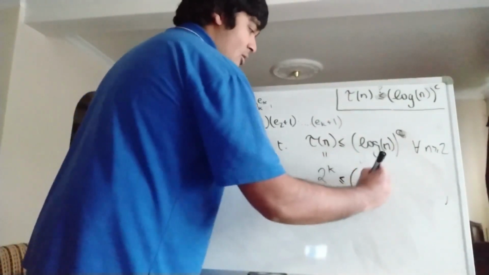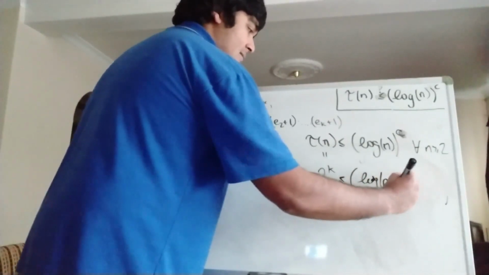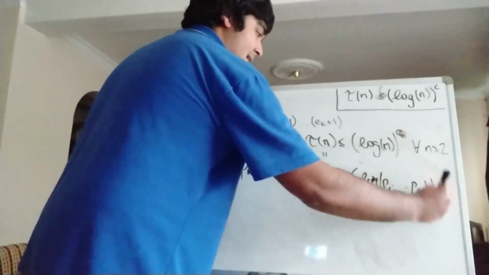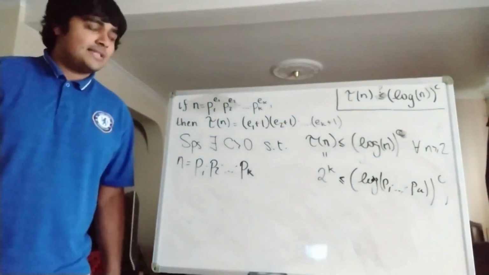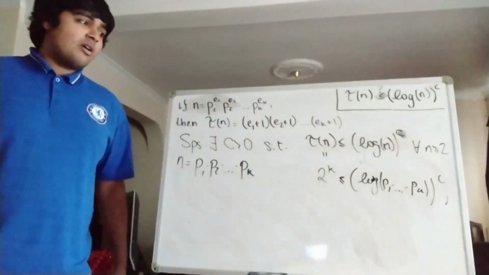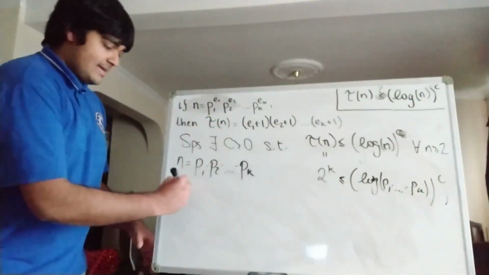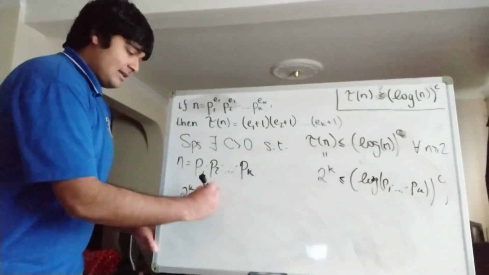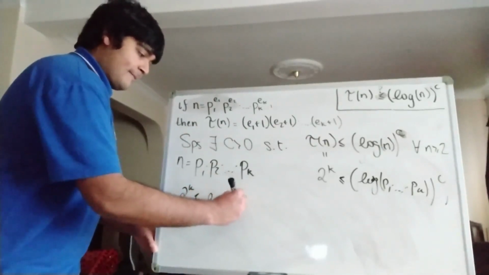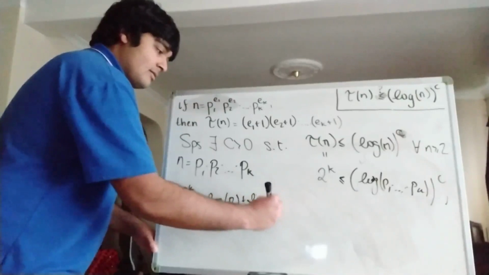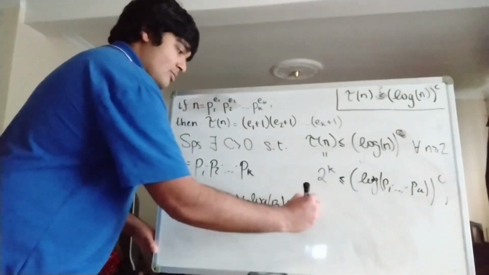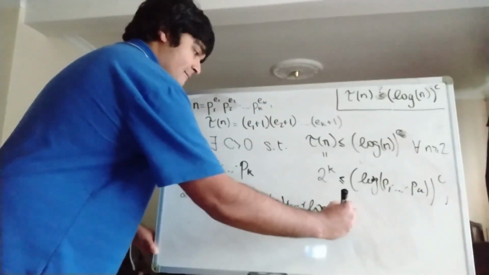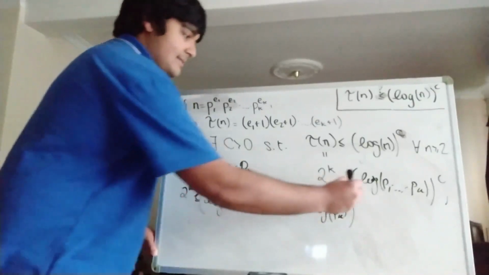So this guy here is log of p1 times all the way up to pk, and then that's raised to the power of c. But of course then we can use our log rules to write the right hand side as log of p1 plus log of p2 and so on all the way up to log of pk, and that's all raised to the c.